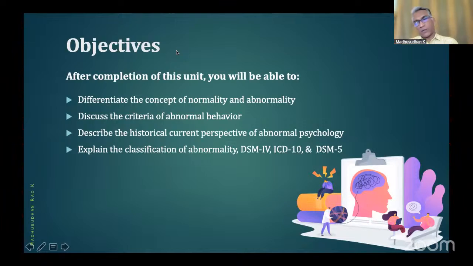So, today's objectives for this session: after completion of this unit, you will be able to differentiate normality and abnormality. Then you will understand the criteria for abnormal behavior and the historical and current perspectives of abnormal psychology. At the same time, you'll be learning about DSM-4, ICD-10, and DSM-5, maybe DSM-5-TR.